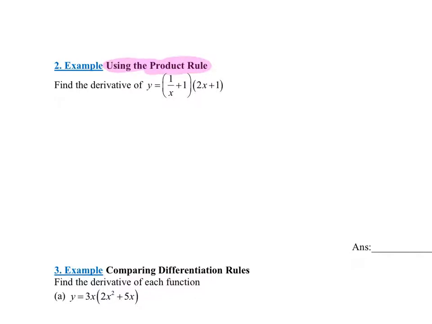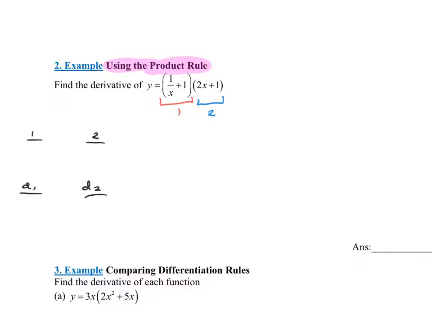We have a product here, the first function being 1 over x plus 1. 1 over x plus 1 is our first function, our second function being 2x plus 1. So it's the product of 1 over x plus 1 times 2x plus 1. So what do we do? We look at the first and the derivative of the first, we look at the second and the derivative of the second. Let's give that a try.